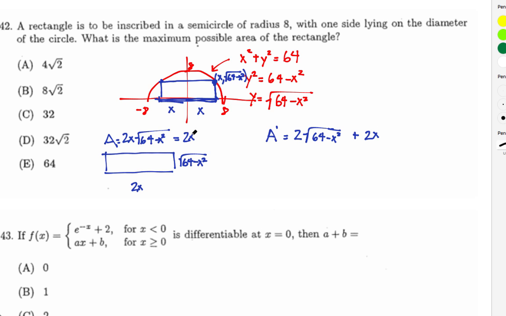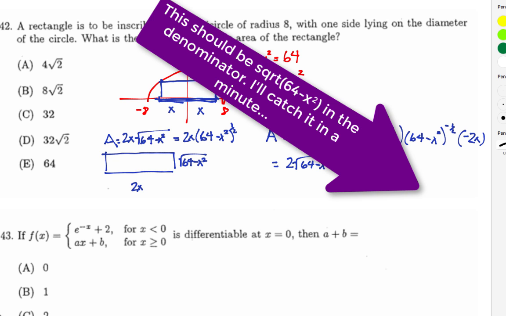And remember that this is that whole thing to the 1/2 power, so I do need a chain rule. So 1/2 times (64 minus x squared) to the -1/2 times -2x. I have the 2 root 64 minus x squared, and then that 2 is going to cancel out with that 2, but I still have a minus 2x squared. So minus 2x squared on top over the root 64 minus x squared on the bottom.